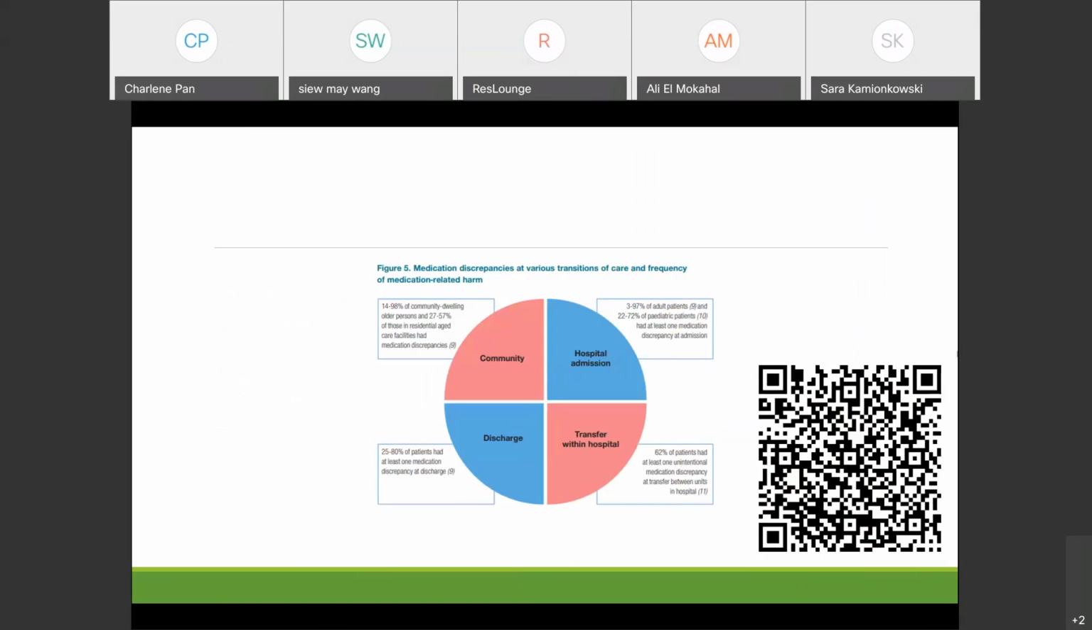This figure really hits home on what we just talked about, that there are errors with medication reconciliation every step of the way. This is from the WHO. In hospital admissions, it's a really big range, but 3 to 97% of patients have an erroneous MedRec. Between transfers, 62% of patients did, and at discharge, 25 to 80% of patients, and then anywhere from 14 to 98% of adults in the community had medication discrepancies on their med list.